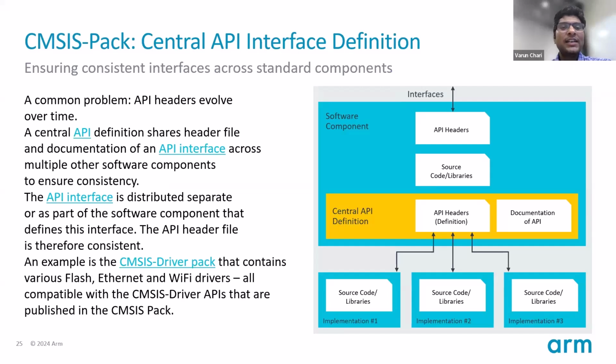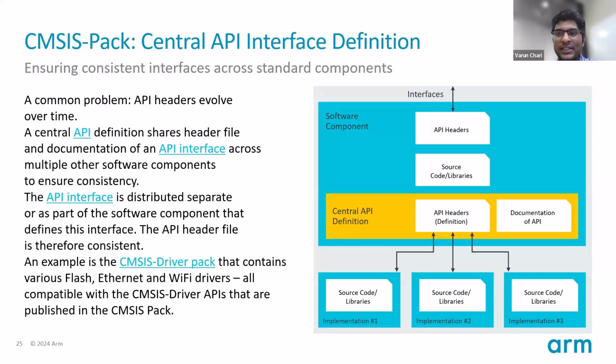As I was mentioning, a different way of implementing a CMSIS software component would be a central API definition. The most common problem is that API headers evolve over time, so we want consistent APIs over different versions. A central API definition shares the header file and documentation across multiple other software components to ensure consistency. The actual implementation can change, whereas the API can be standard.